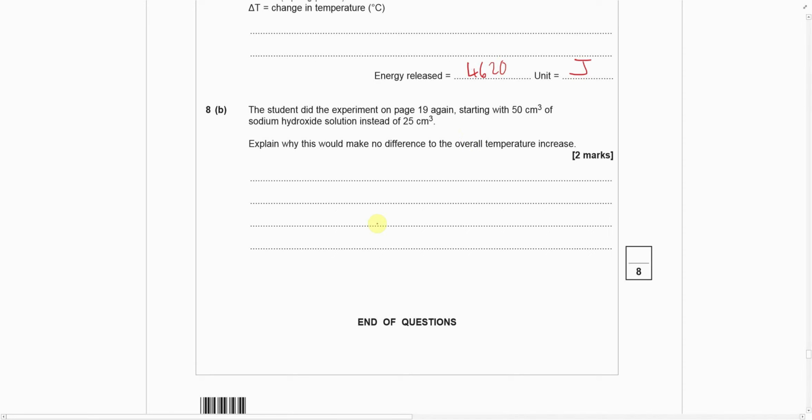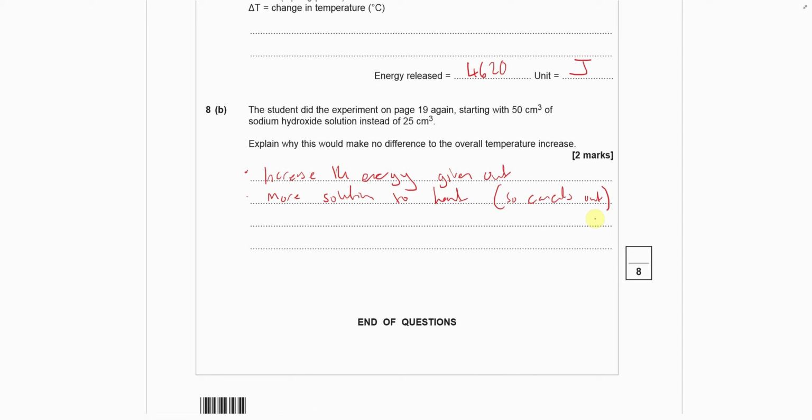So, it's actually quite a simple answer for this one. If you double the amount of solution, you won't quite double the energy out, but you will increase the energy given out. However, there is more solution to heat as well. So that cancels out basically, so it doesn't make any difference because you are increasing the amount of energy that's given out, but you're also having more solution for the energy to heat up, so it ends up being the same.